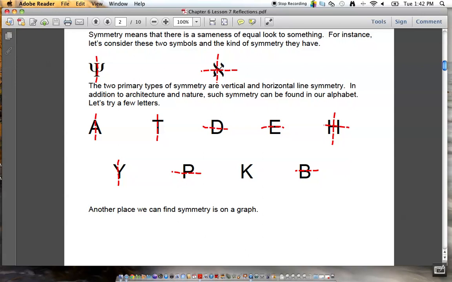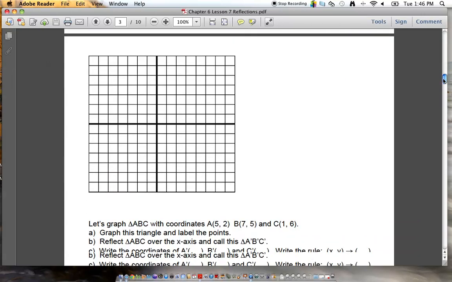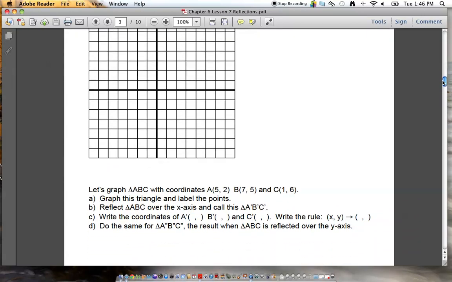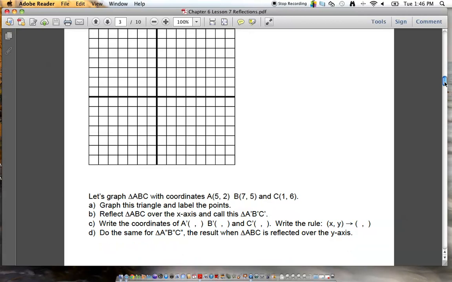Now, another place we can find symmetry is on a graph. So, let's do a little work here. Graph triangle A, B, C. Plot those points and put the letters A, B, and C next to the points. If you're a little fuzzy on where coordinates go, ask the person sitting around you.